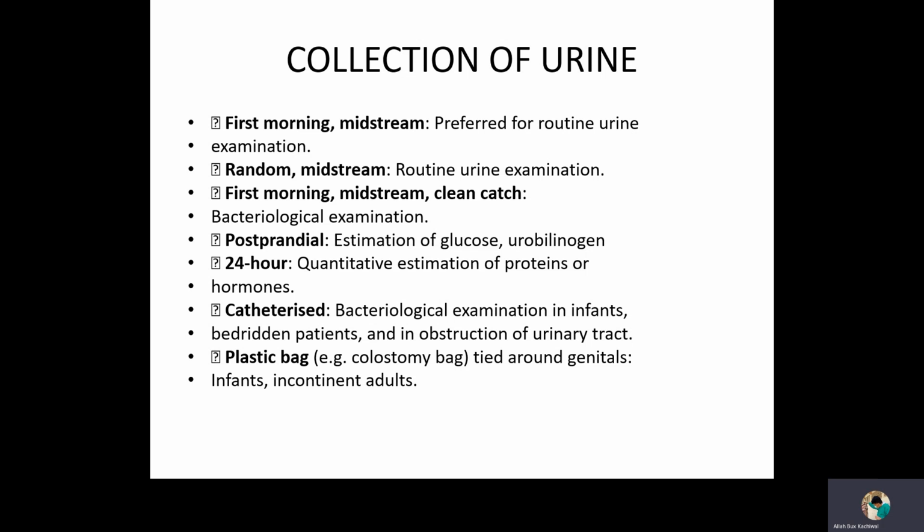Whereas in animals, mostly small animals, we can collect the urine by catheterization. A plastic bag or a colostomy bag tied around the genitals is used in infants and incontinent adults. So we may have to tie up the bags with a colostomy and then collect the samples from the plastic bags to analyze the urine.